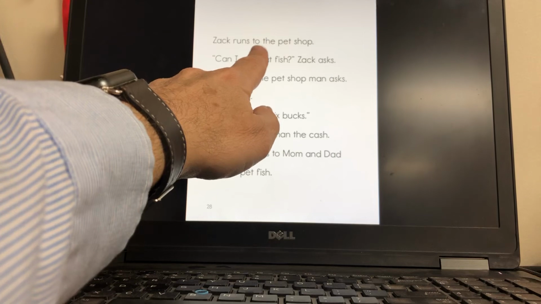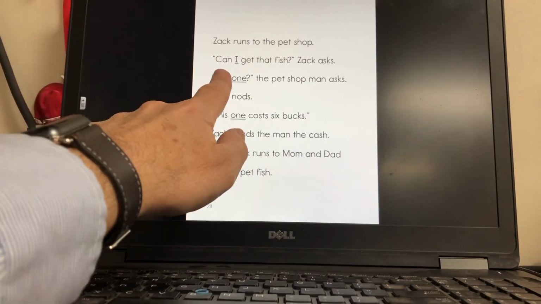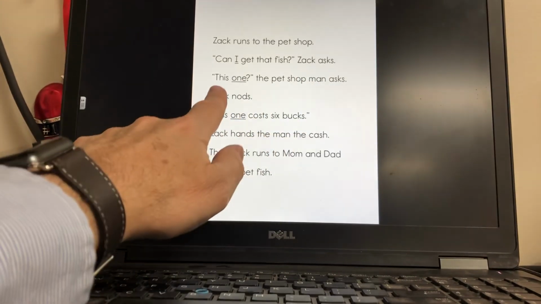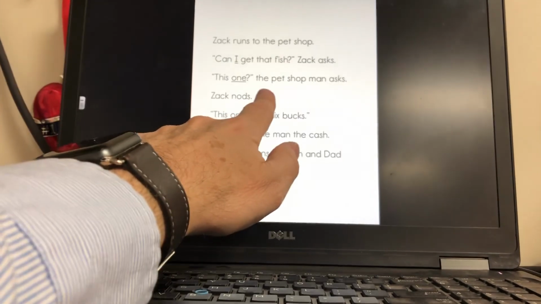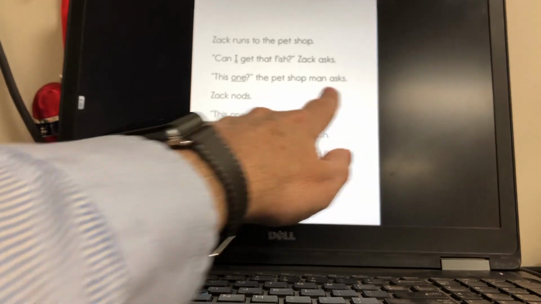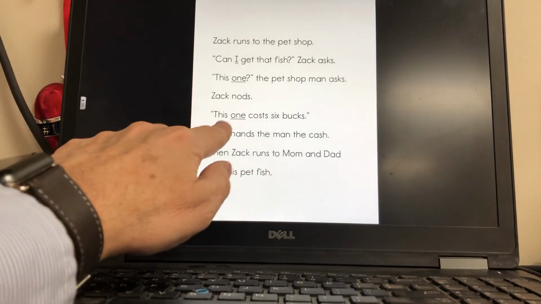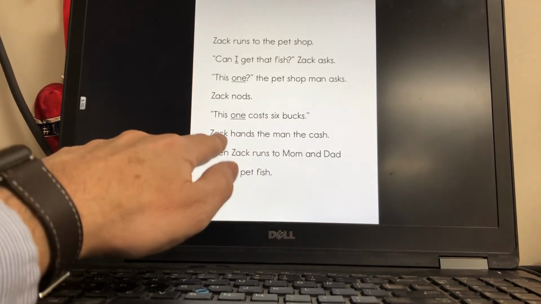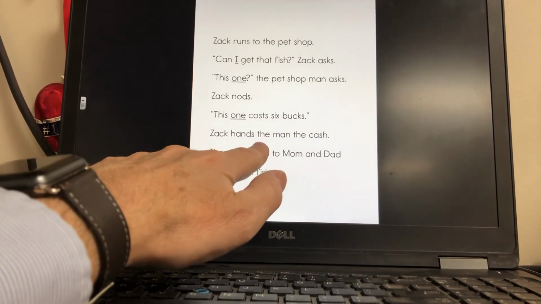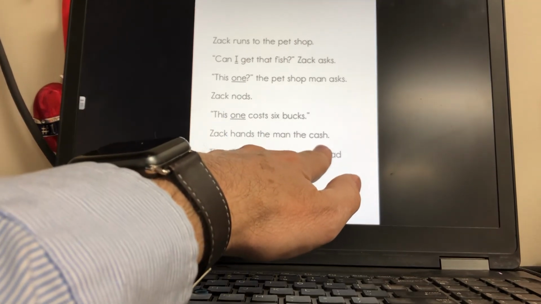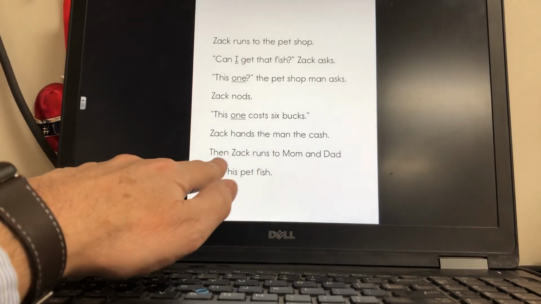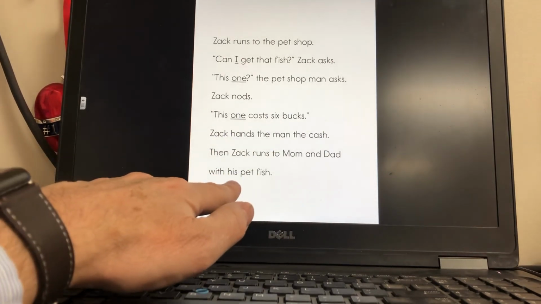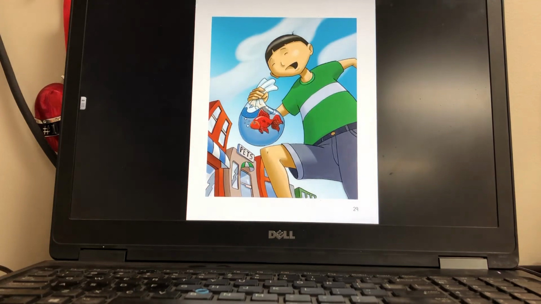Zack runs to the pet shop. Can I get that fish? Zack asks. This one? The pet shop man asks. Zack nods. This one costs $6. Zack hands the man the cash. Cash means money. Then Zack runs to Mom and Dad with his pet fish.